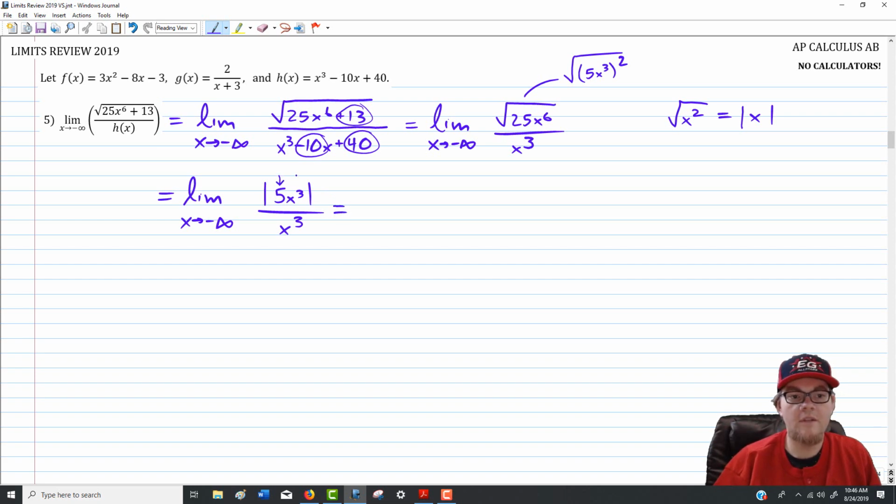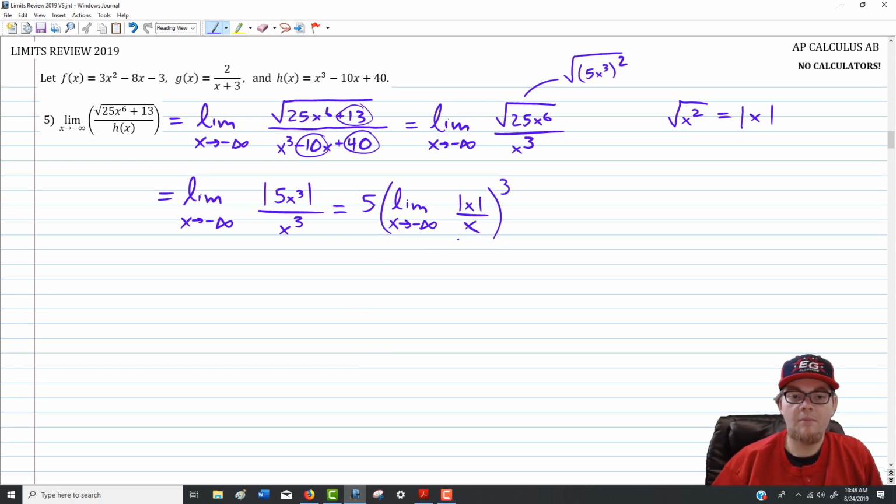Now a couple little pieces here. First, the absolute value of 5 times the absolute value of x cubed. The absolute value of 5 is just 5, so I'm going to pull that out in front. And then second, because we've got absolute value of x cubed over x cubed, I'm going to rewrite this as a limit of something to a power. So I'm going to rewrite this as the limit as x approaches negative infinity of absolute value of x over x, and I'm going to make sure that whole thing is raised to the 3rd power.